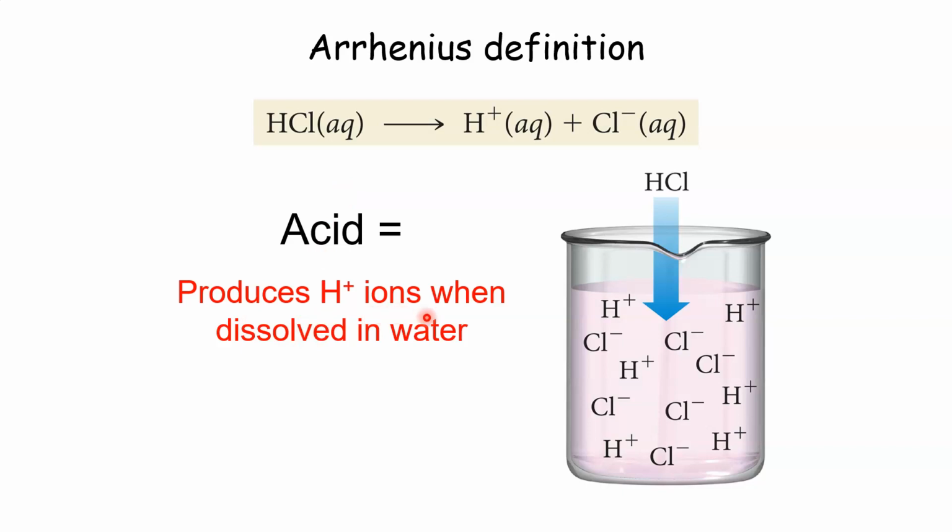And so I just want to give you a little bit of background as to why I'm calling these protons. A hydrogen atom is a proton in the nucleus and then an electron outside of the nucleus. Well, if it loses the electron to become a cation, then it's only a proton. So that's why I'm calling H+ protons and why I pretty much exclusively call them that. So in this Arrhenius definition, it produces protons, or H+ ions, when dissolved in water.